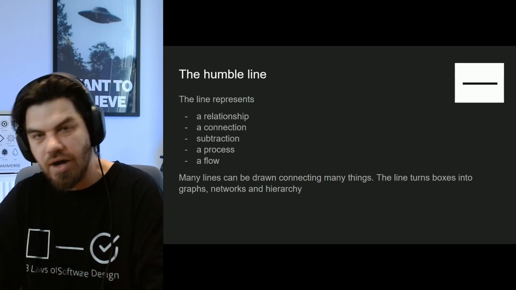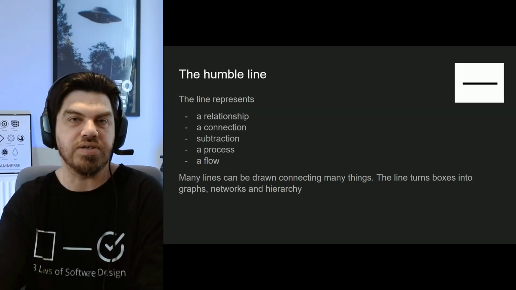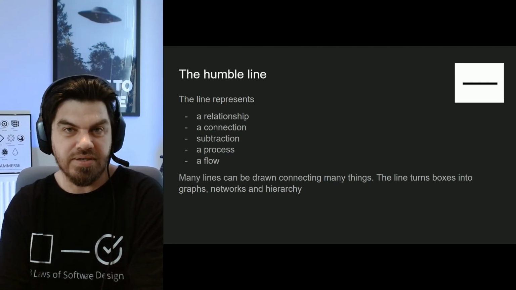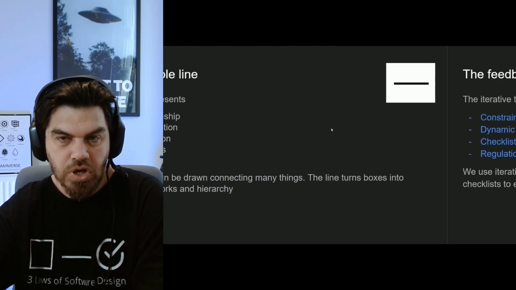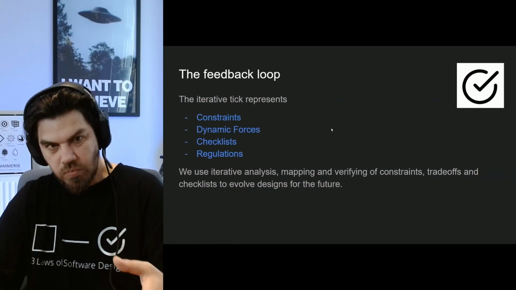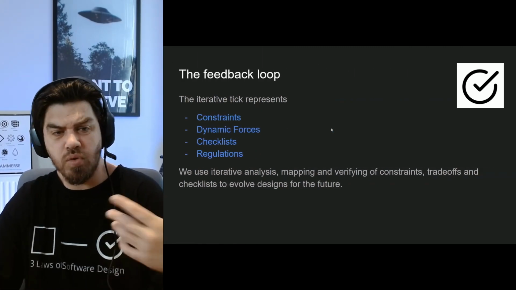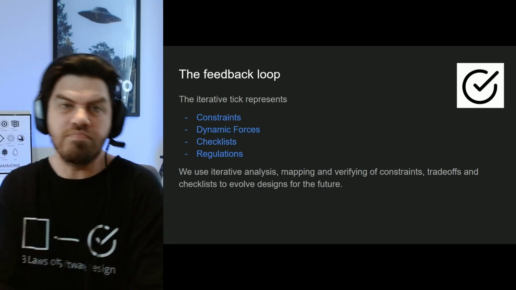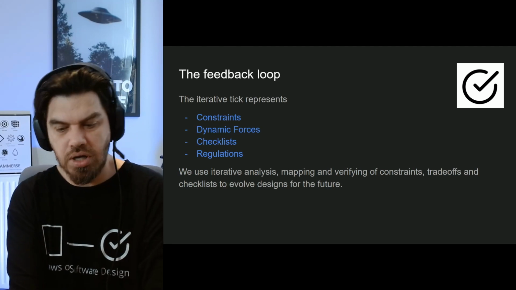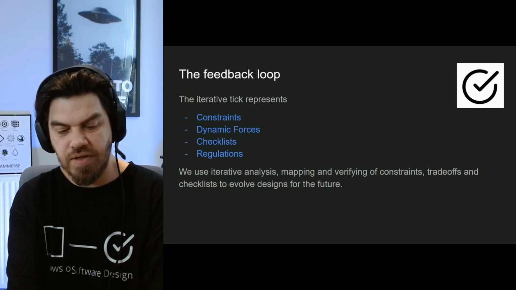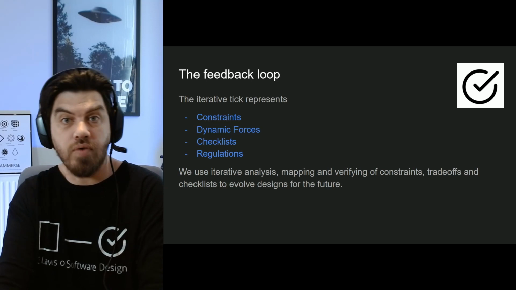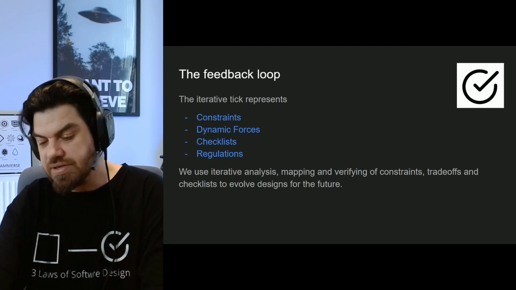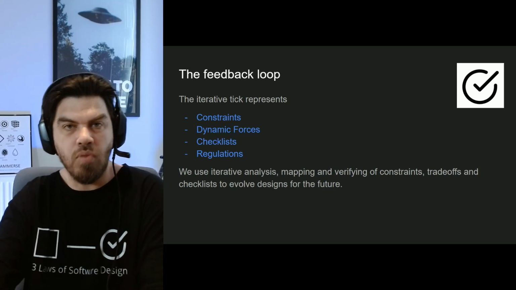You have to say, how do I make this simpler? Do I need this? Do I need that? And so the line also represents subtraction. So when you're doing your checklist, and you're looking at constraints, dynamic forces, checklists, and regulations, you are considering removing or approving and asserting that your boxes and your lines are correct for whatever reason. Those reasons are becoming more and more abstract.